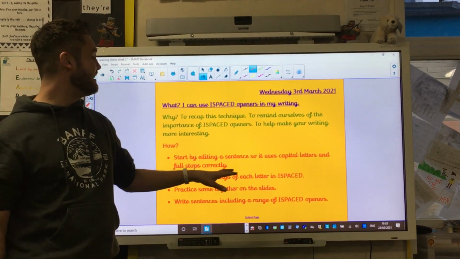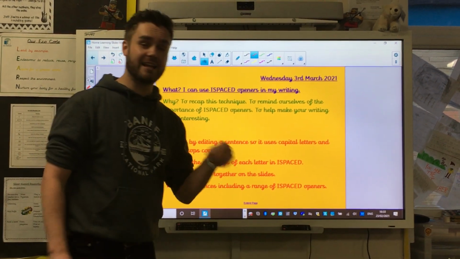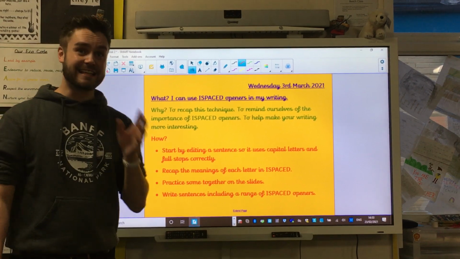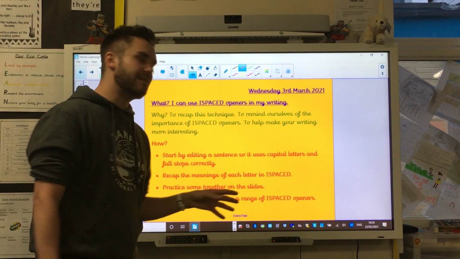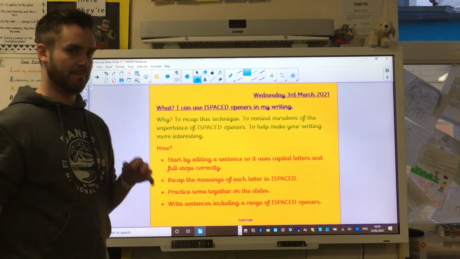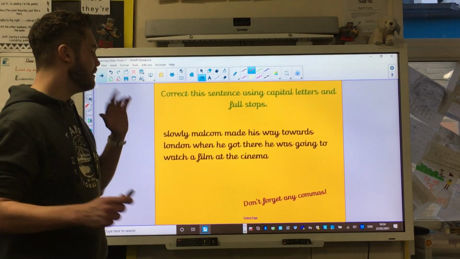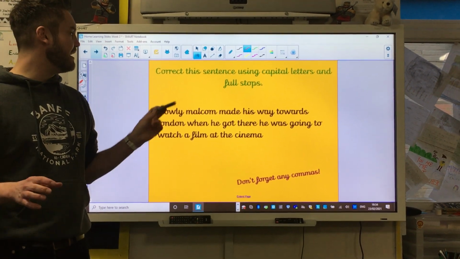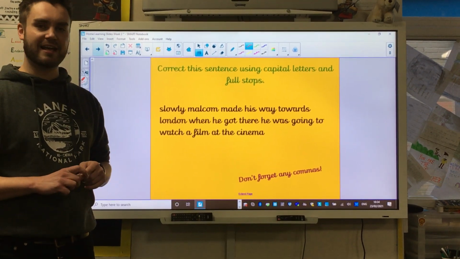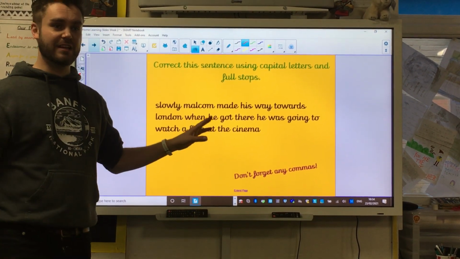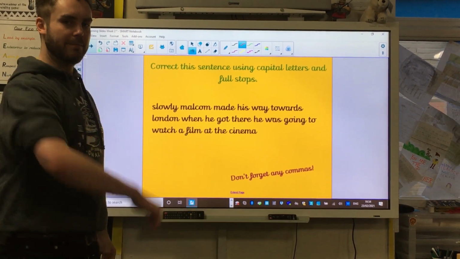And we're going to start though by editing a sentence so it uses capital letters and full stops correctly. We're going to recap the meanings of each letter in I-spaced before we practice them together. Then you go away and do your own I-spaced opener based work. So, first things first, here is a sentence. I need you to correct this using capital letters and full stops. Don't forget any commas if you can. Pause the video, make those amendments, come back to me shortly.